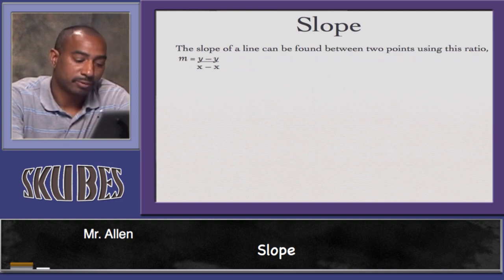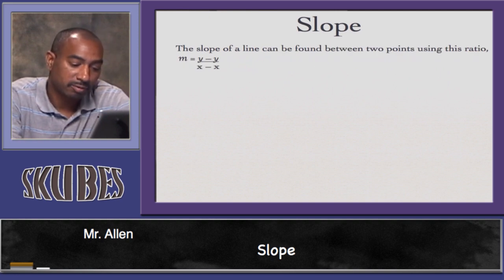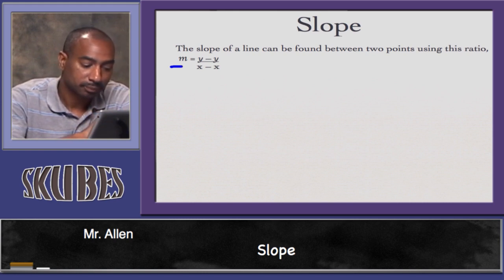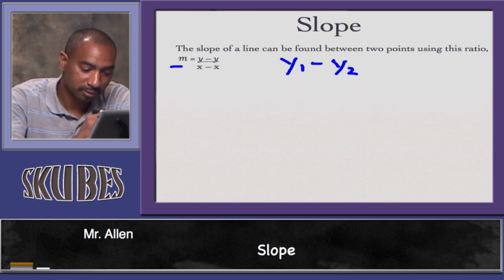All right, here's the formula for a slope. The slope of a line can be found between any 2 points using this ratio, and m just represents slope. And again, we want to be consistent in how you subtract.